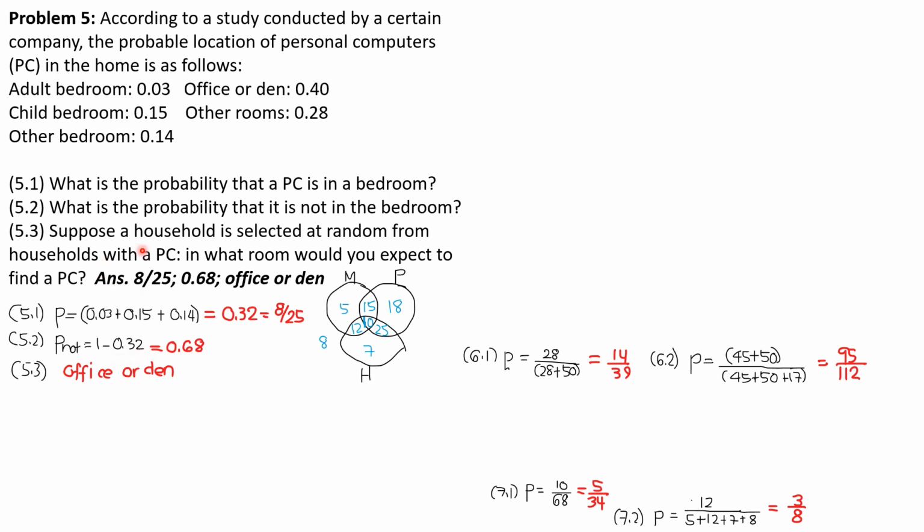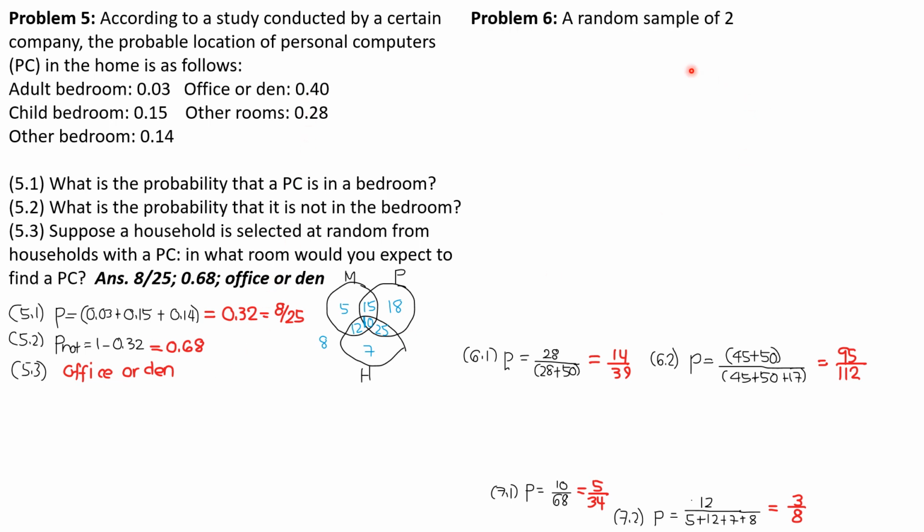Then suppose a household is selected at random from households with a PC. In what room would you expect to find a PC? So we expect that a PC is found in a place where the probability is highest, and the highest probability here is 0.4. So we expect that a random household inspected will have a PC in this office or den.